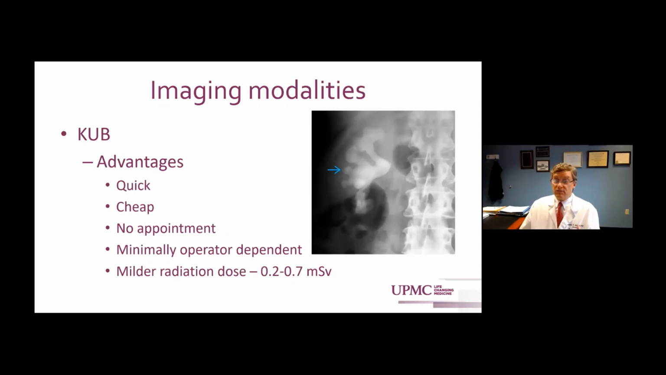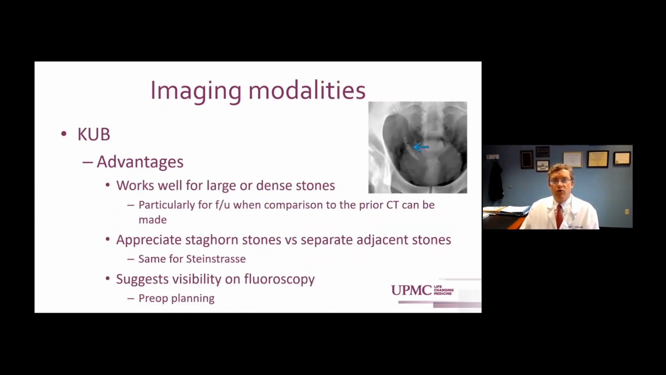KUB x-rays, great, quick, cheap. Lots of patients we have when they come for follow-up, they just go get their KUB and then walk over to our clinic because they don't need an appointment. They're not operator dependent. I can look at them. I don't need the reading for them. And they have a lot lower dose. They work great for larger, denser stones. Even in this case, you can see that all these are separate stones here, and a nice example of Steinstrasse. On CT, that might look like one long stone, actually.